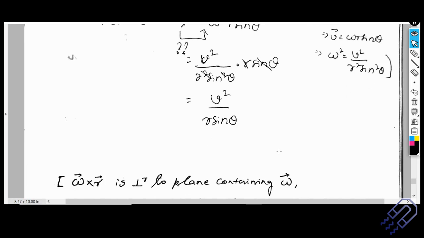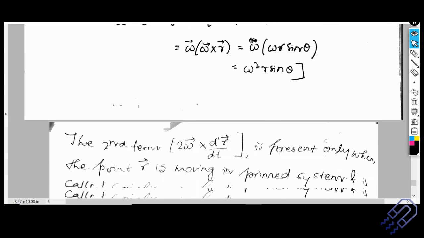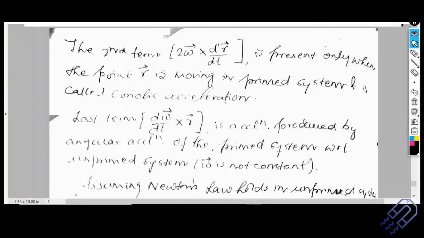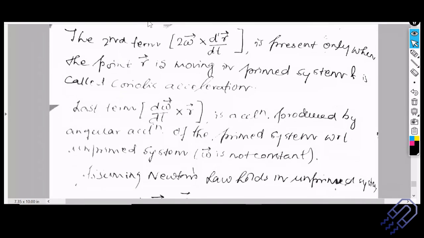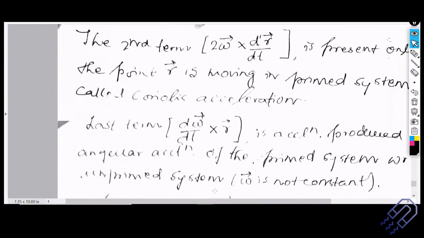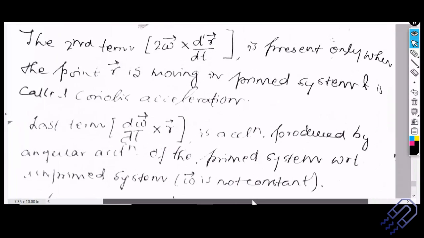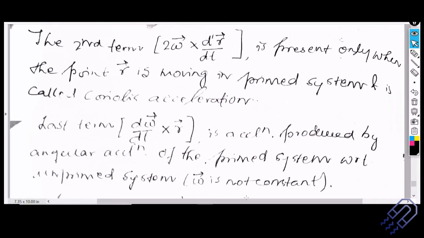You know, this central force in classical mechanics doesn't diverge much from the basics that you already know. If you just recall certain things, then these things should not be very difficult for any of you. Okay, let's go to the second term now. The second term is actually 2 omega bar cross d r bar dt in the prime system. So this is again important.